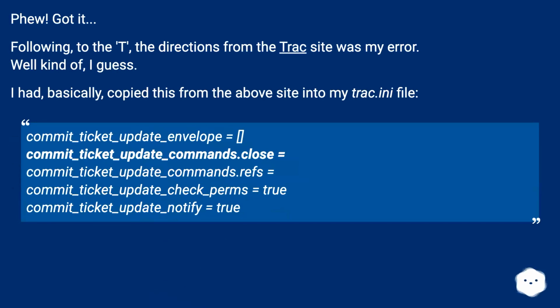Phew! Got it! Following the directions from the Trac site was my error. Well, kind of, I guess. I had basically copied this from the above site into my trac.ini file: commit_ticket_update_envelope is equal to, commit_ticket_update_commands.close is equal to, commit_ticket_update_commands.refs is equal to, commit_ticket_update_check_perms is equal to true, and commit_ticket_update_notify is equal to true.